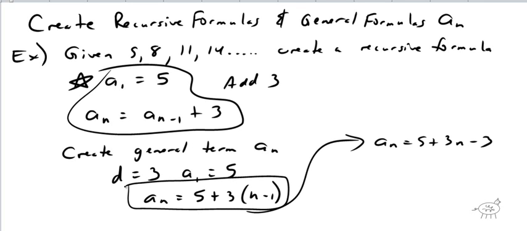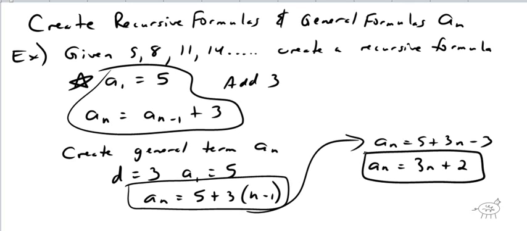Because it's not as simplified as I wanted. You've got to distribute the 3 and then add the terms together, and a sub n comes out to be 3n plus 2. You don't need a first term for that because n always starts at 1. So if I want to find a sub 1, it's 3 times 1 is 3, plus 2 is 5. And there it is: a sub 1 is 5.